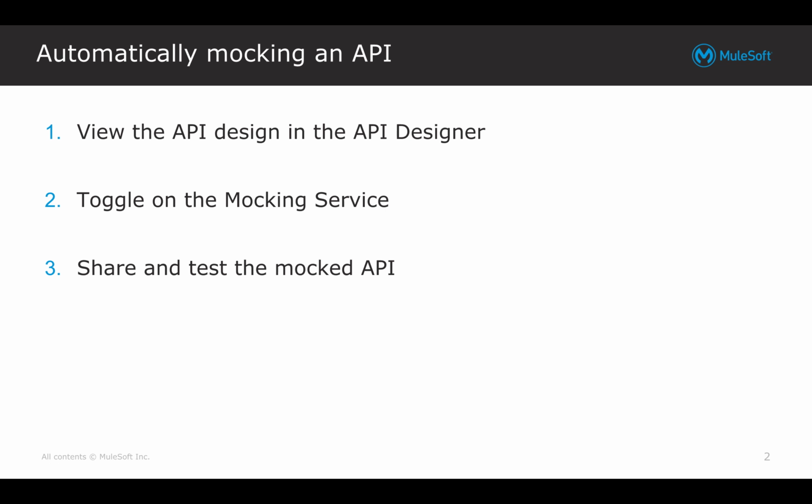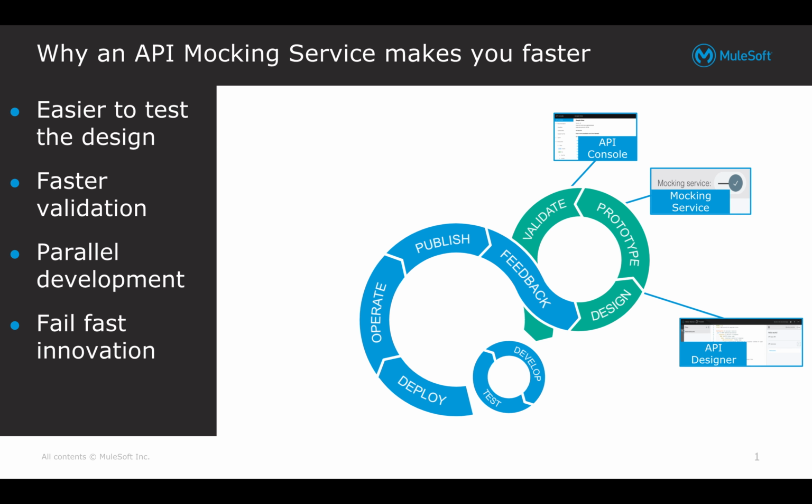So what I showed you is how, within the API designer, we turn on the mocking service. As you saw, it's completely automatic, and how we can use the mocking service to validate that the API I'm designing will meet the needs of my stakeholders. And this makes my overall project much quicker to deliver because testing the design is quicker in the first place by having this mocking service.